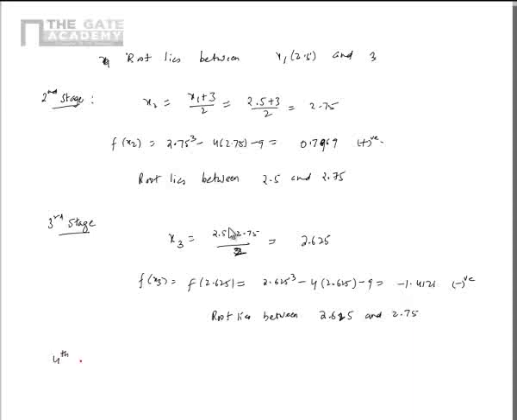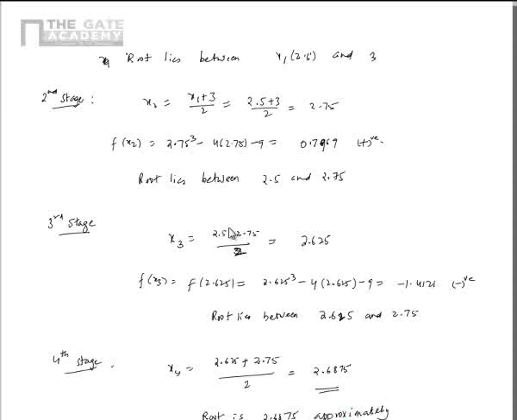So now for the fourth stage, we assume x4 again at the midpoint of 2.625 and 2.75. This becomes 2.6875. So this is the fourth approximation of the root, and that is basically the fourth stage. So hence the root we'll say is 2.6875 approximately.